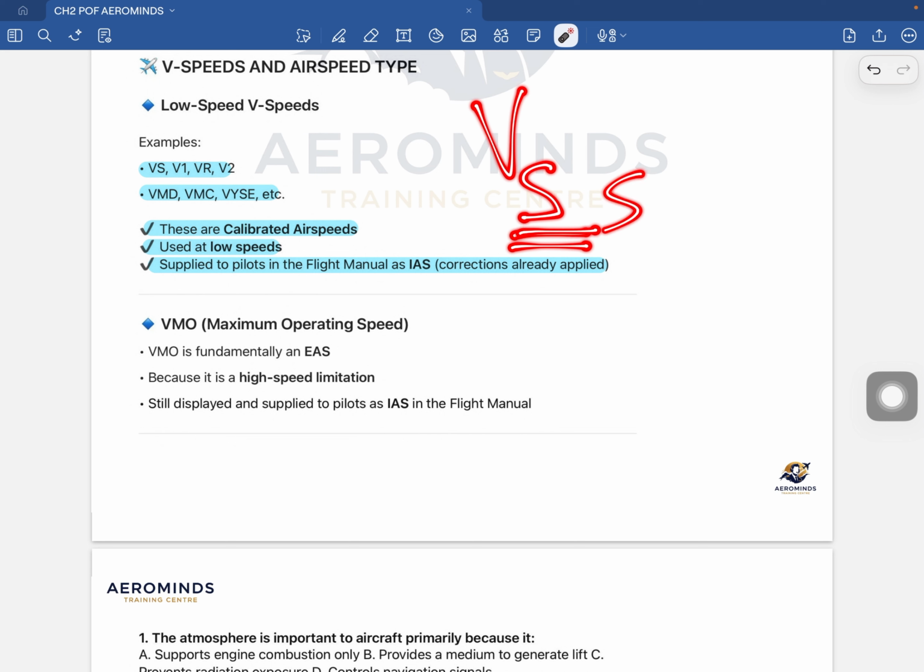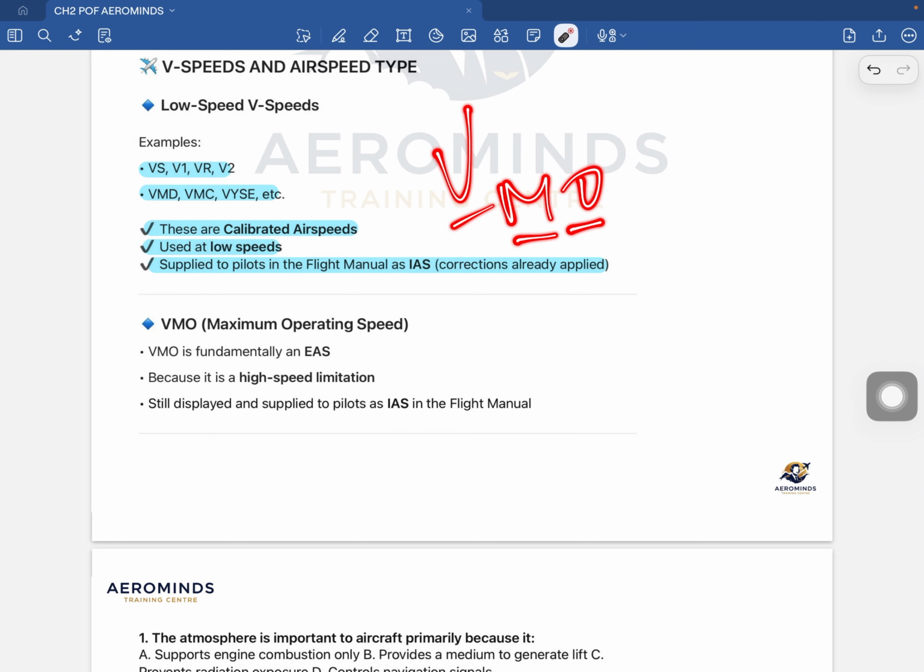S means stall, and V means speed. V is equal to speed. So stall speed. Suppose we have VMO. Now, what will this mean? Maximum operating speed. So you can remember it like that. V stands for speed, MO is the abbreviated word.